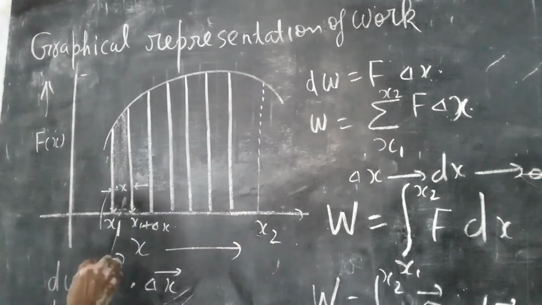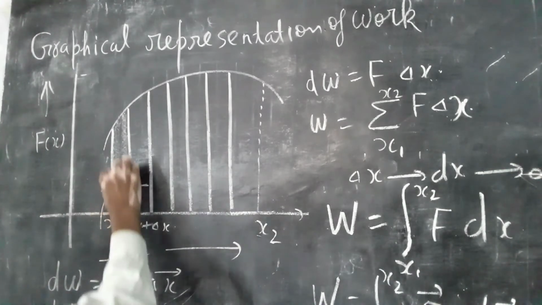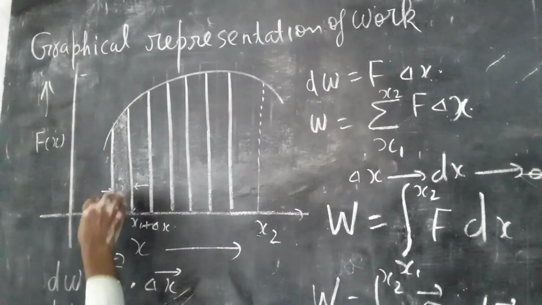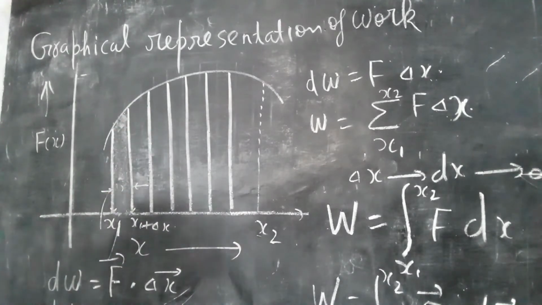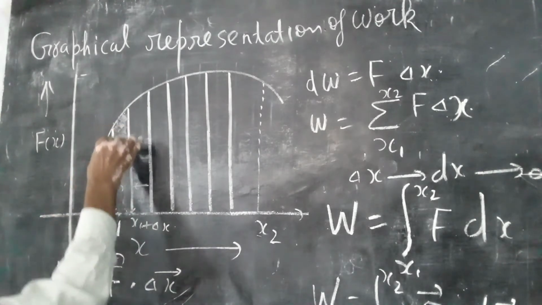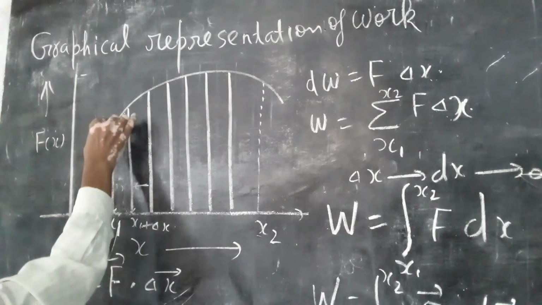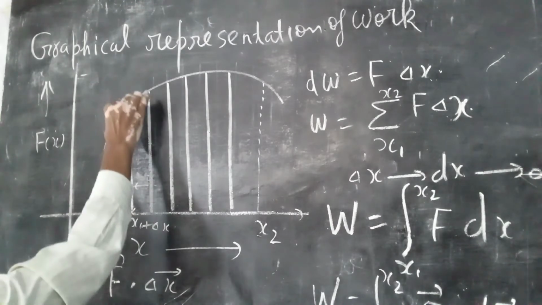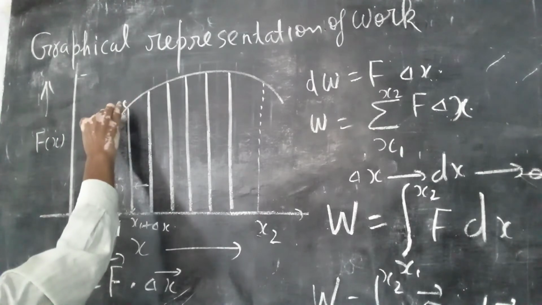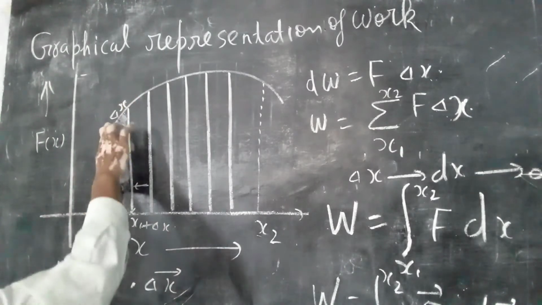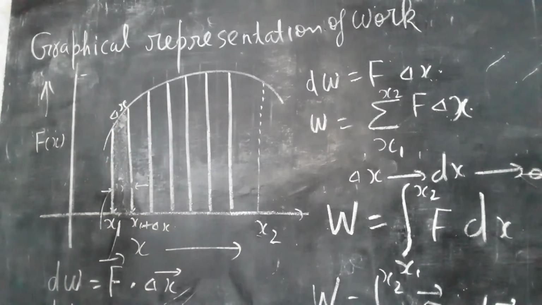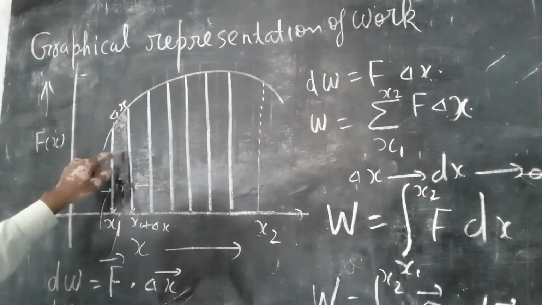So the work done for this strip is equal to this. This is your rectangle. The area of a rectangle is equal to length into breadth. Your length is F, and this is your delta x. Delta x is so small that this part is very close to this, so this length is F, this length is F. So F delta x becomes the area of the strip.